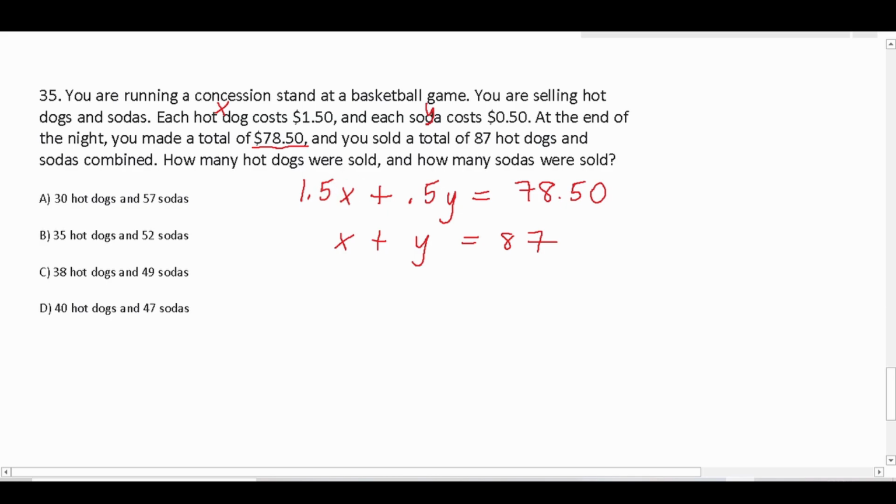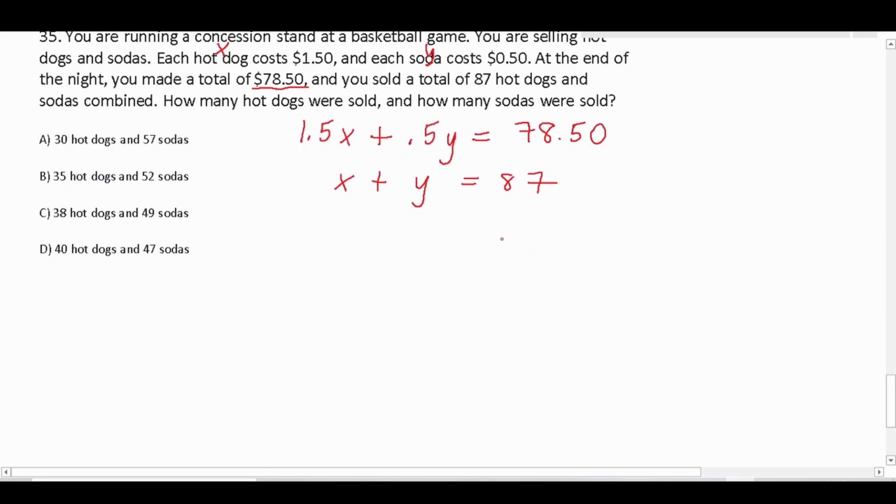So this is the cost of each hot dog and soda, and that totaled $78.50. This is the number of hot dogs and sodas, and we know that totaled 87. By solving for x and y, we'll be able to answer this question. And there are two ways to go about solving systems of equations. You can use the substitution or elimination method.